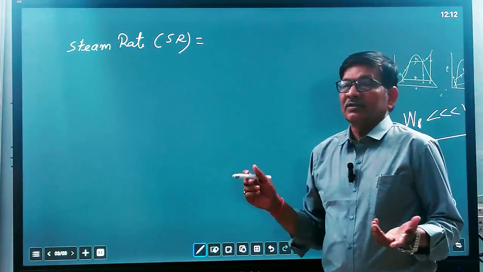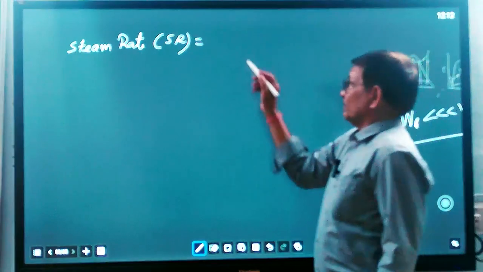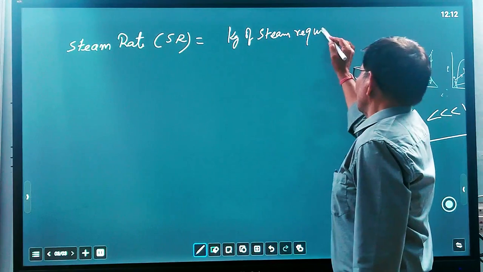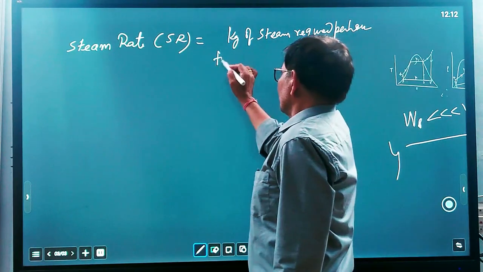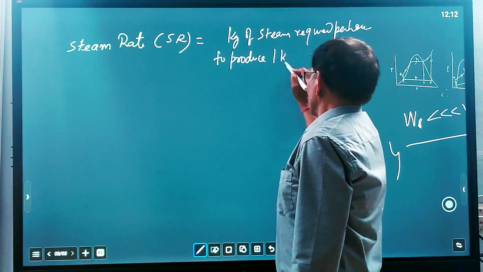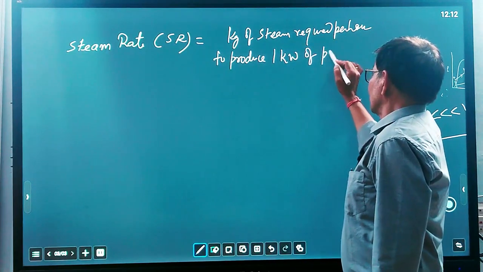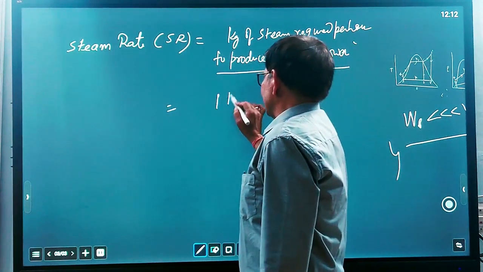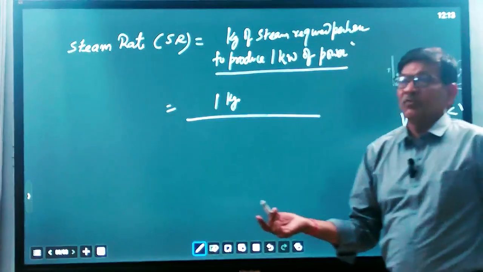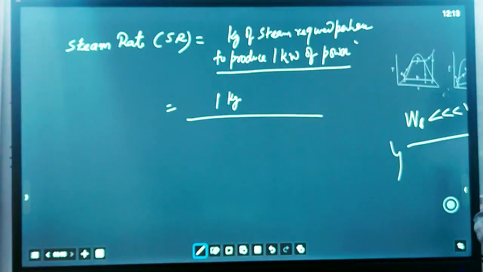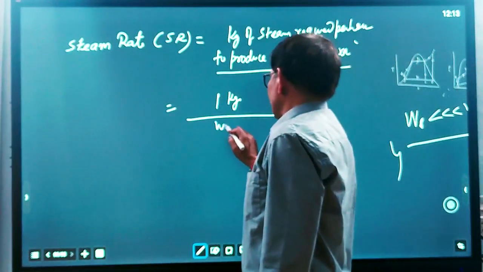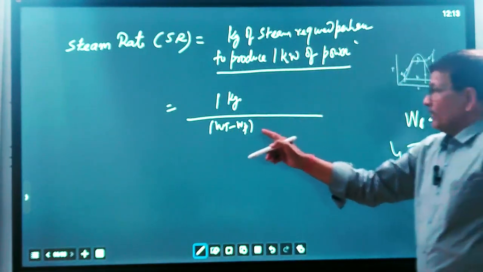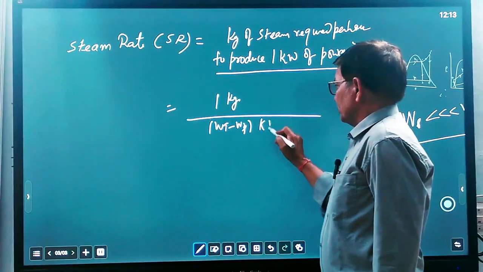Means W net will be how much? W net equal to 1 kilowatt. So kg of steam required per hour to produce 1 kilowatt of power. That is 1 kg, means we are using WT minus WP, the W net, for 1 kg of load. So 1 kg upon WT minus WP. This is the net work, WT minus WP, in kilojoules.